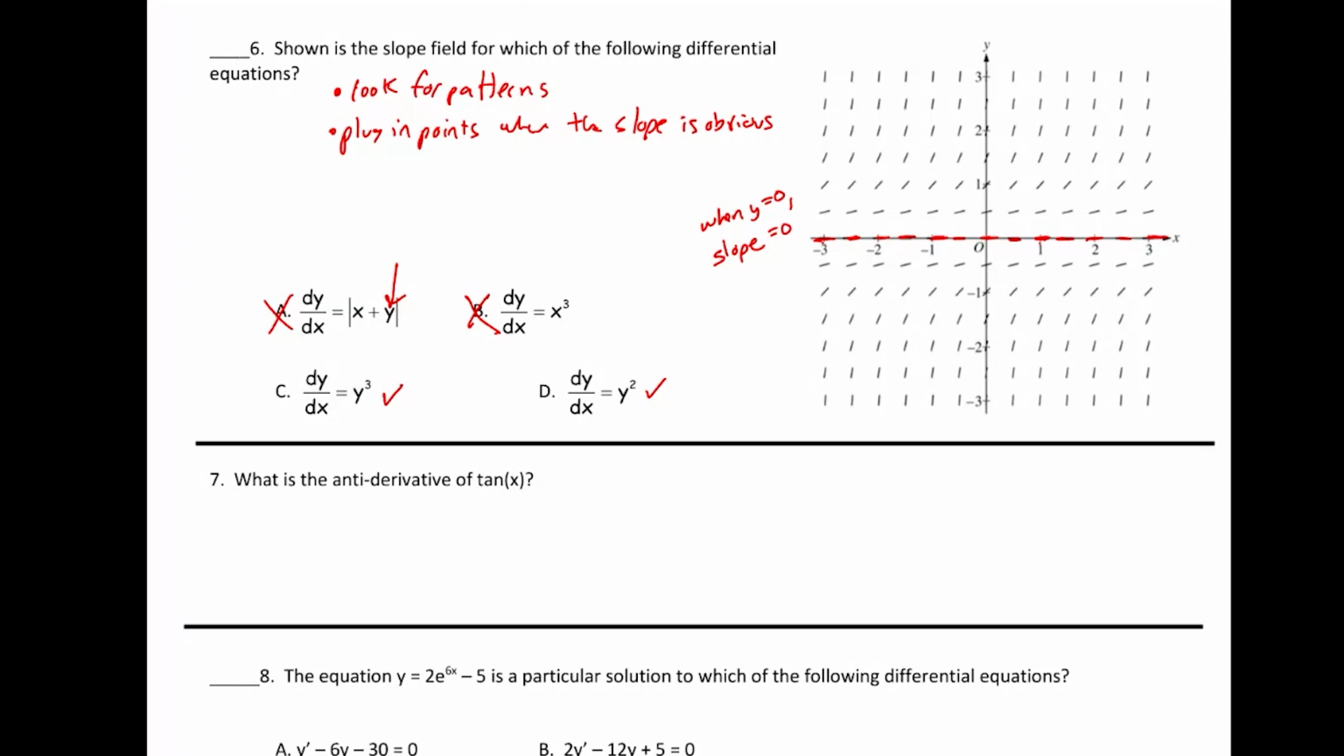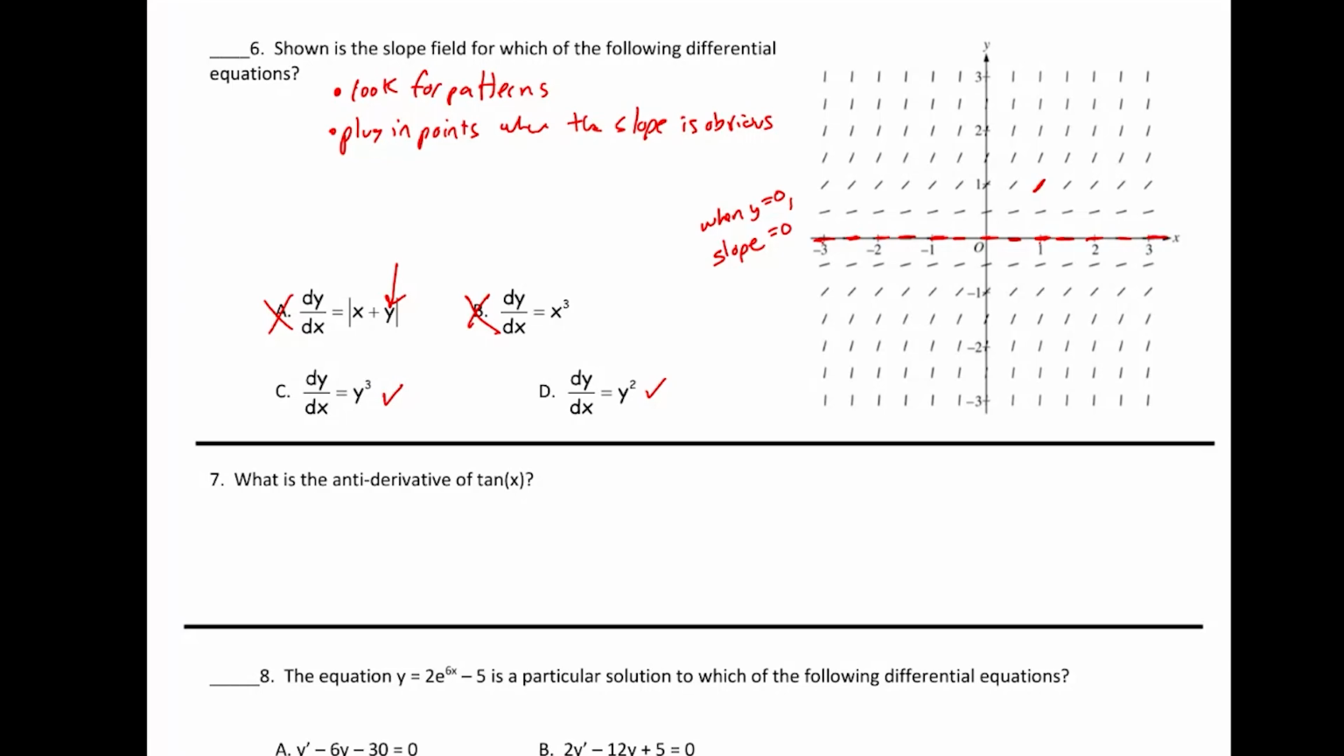So our choice is going to be either y squared or y cubed. Let's find a coordinate where the slope is obviously 1 here. If I choose (1, 1), it looks like no matter what y is, if y is 1, then the slope is 1. That's going to be true for both of them. That's not going to be particularly helpful.